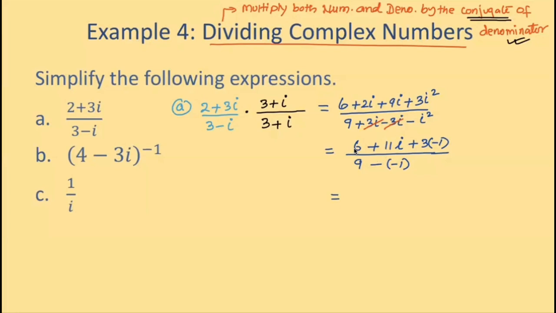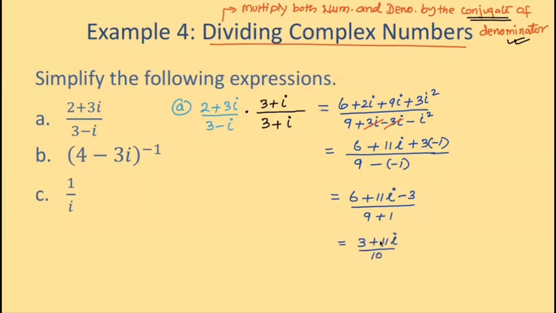Now, in the numerator, you can see we have a 6 plus 11i, and then we have positive 3 times negative 1. That's a negative 3. And in the denominator, we have a 9. And then we have negative times negative, that's positive 1. So what I'm getting is 6 minus 3, that's a 3, plus 11i over 9 plus 1 is 10.